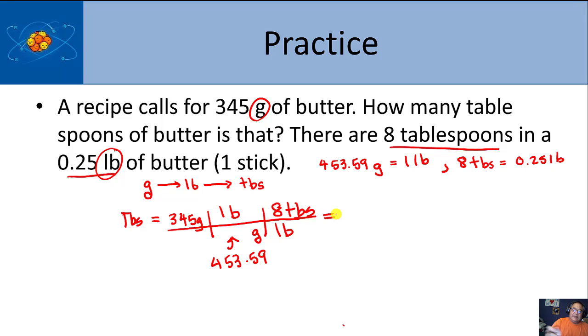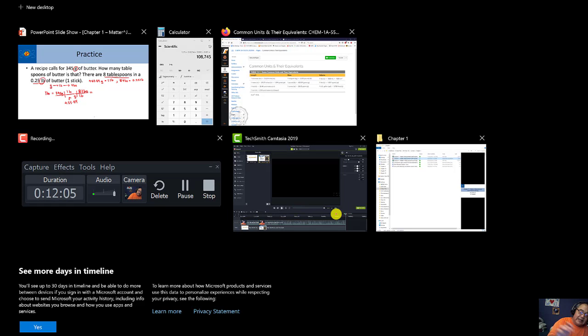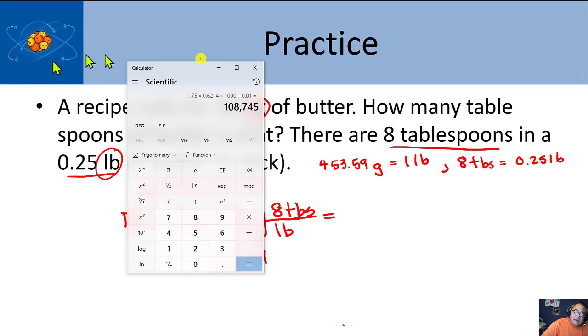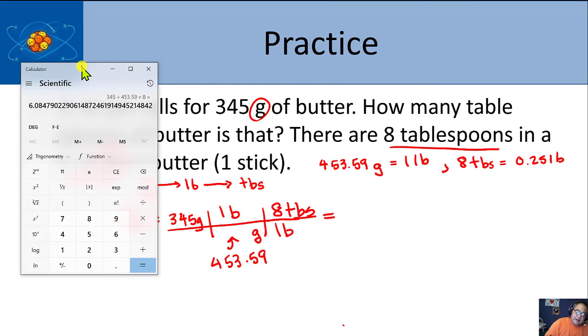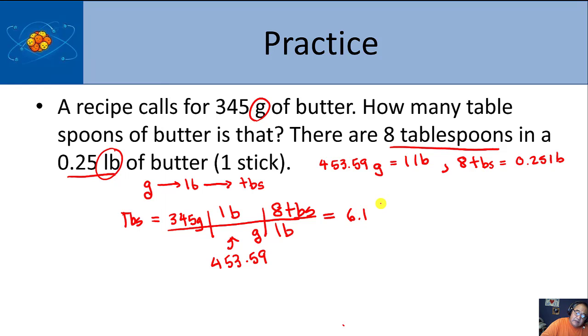And then I can do my calculation. And again, I didn't think I was going to use this calculator, but I like you seeing the calculation. So it's going to be 345 divided by 453.59, and then times 8. And that comes out to almost exactly 6 tablespoons of butter, right? 6.1 roughly. So we'll go ahead and write 6.1 tablespoons.